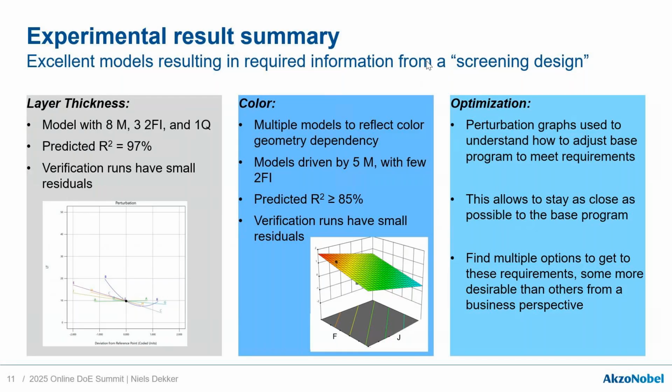For color, like I said, it's multi-dimensional, but we had some main drivers which we knew that we had to look at. These models were driven by only 5 main factors, with only 1 or 2 not very powerful but still significant second order interactions. Predicted R squares were all above 85%, which for color is actually pretty good. And in all the models, the verification runs that we added were very close to the predictions that the models gave.